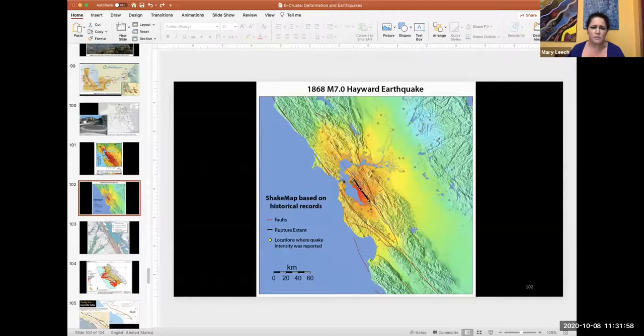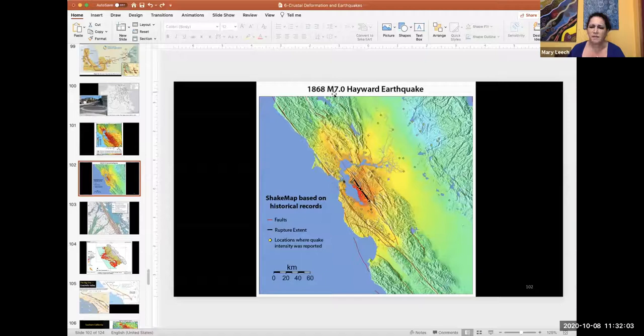There was a historical quake. There's a magnitude 7, they estimate, in 1868. And this is what the shake map would have looked like based on that reconstruction from the trench. So we haven't had a large quake on the Hayward in a very long time. It's now almost 150, almost 160 years. We're getting to be on this recurrence interval. Like if you were to average out how often we get these large quakes, we're due for another one.